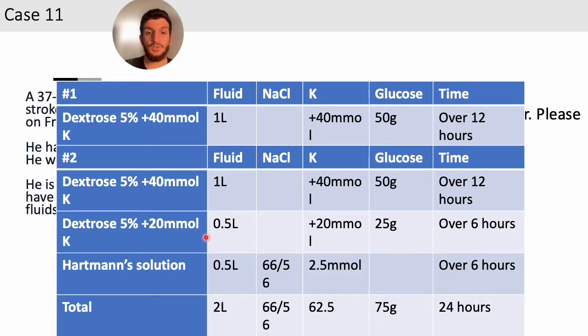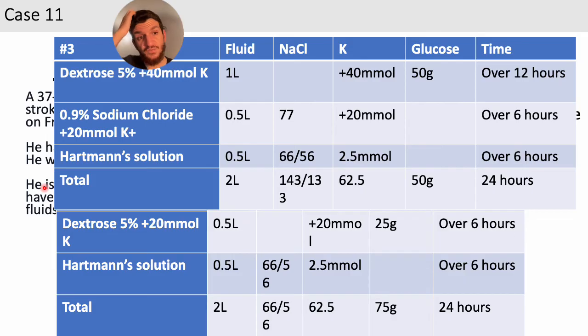But perhaps something that you could do, especially if you have given your patients also sodium chloride the day before. But do remember that if they are dehydrated, the dextrose is not going to do a good job at rehydrating them. Similarly, now you've got dextrose 5% plus 40 millimoles, and you want to give them some saline, you want to give them some Hartmann's. That way we've given them quite a lot of fluid, so we're giving them 2 litres. We're coming up to about 143 to 133 plus 62.5 of the potassium. Finally, 50 grams of glucose over 24 hours.